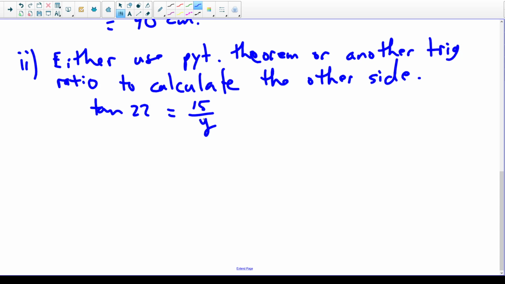And we're going to do the same thing we just did before, but I'm going to do it a lot faster. So like I said, if your variable is on the bottom of the fraction, exchange it with the tan 22 on the other side. So you're going to get y is equal to 15 over tan 22. And I'm going to let you calculate that value.